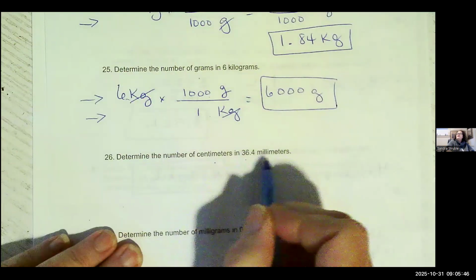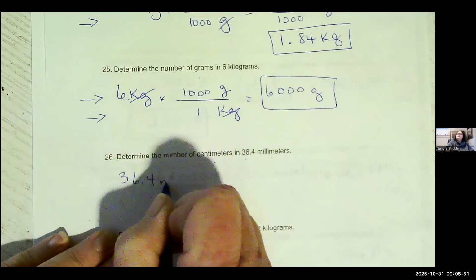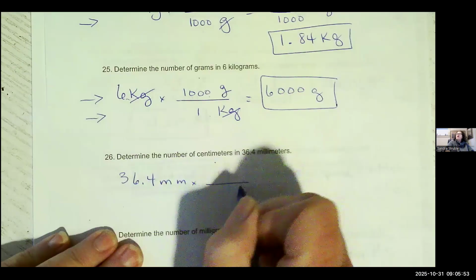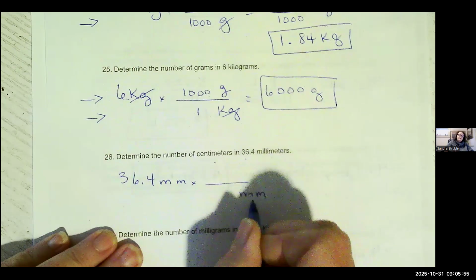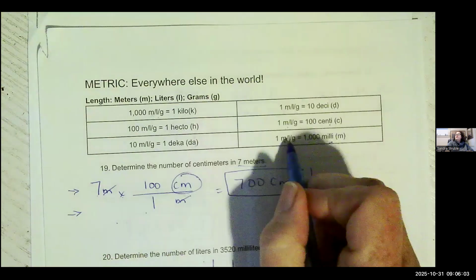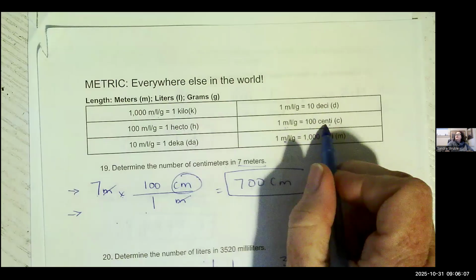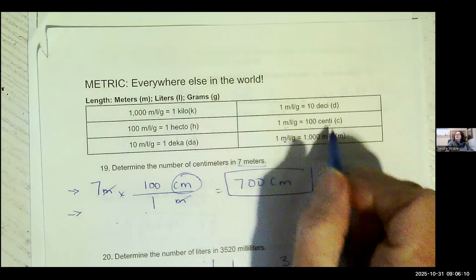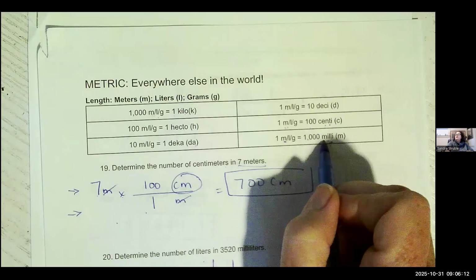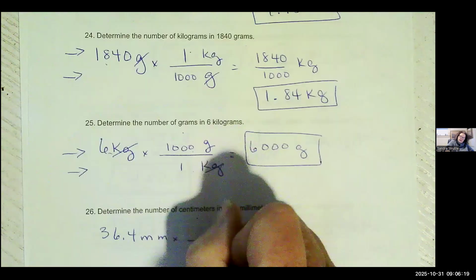Determine the number of centimeters in 36.4 millimeters. Okay, we start with what we're given, 36.4 millimeters. I don't want millimeters. Can I get directly from millimeters to centimeters? We don't have a one-step process to get from milli to centi. We can get from milli to meters, but then we'd have to go from meters to centimeters. Okay, we can't go directly. So we're going to go 1,000 millimeters to meters, and then 1 meter is 100 centimeters.